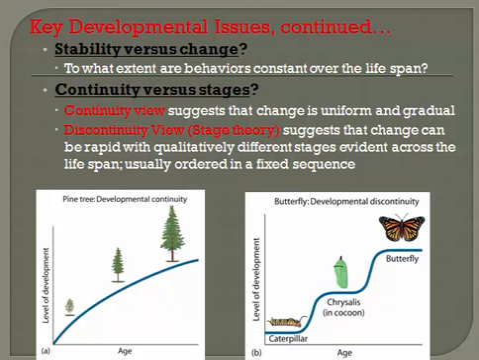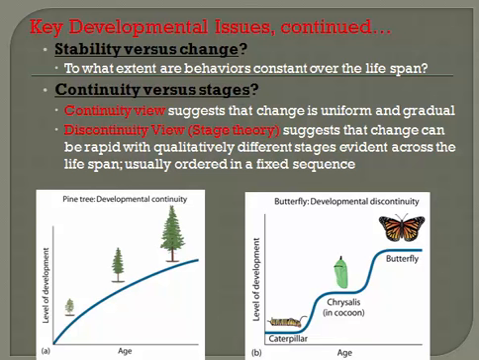And then the final of the three issues is continuity versus stages. The continuity view says that change is uniform and gradual. The example they have is a tree, right? You plant a tree and it grows, but you don't really realize it growing. Some days you'll be like, oh man, that tree's huge, but you didn't really notice the growth process. So it seemed very continuous.